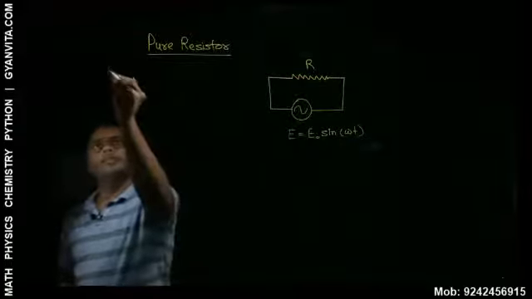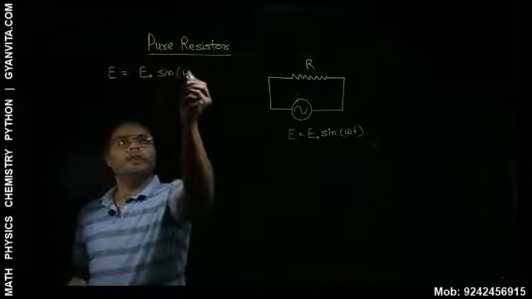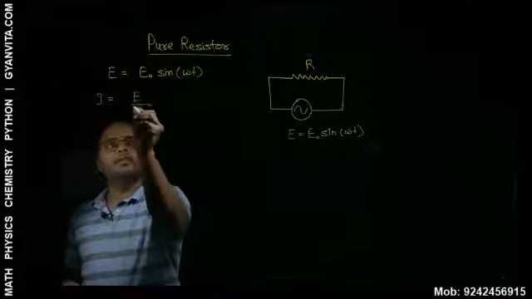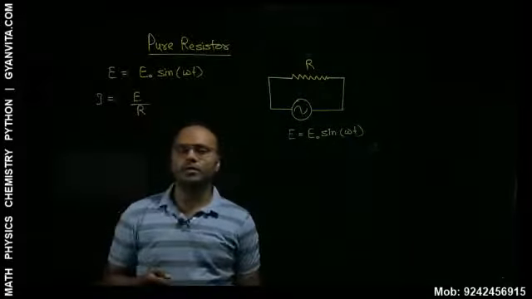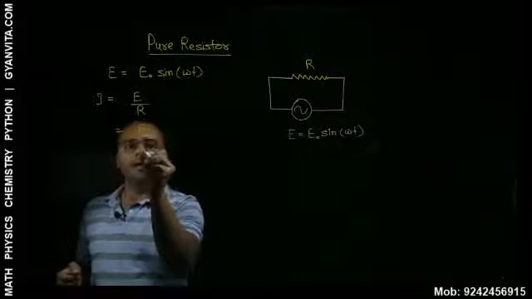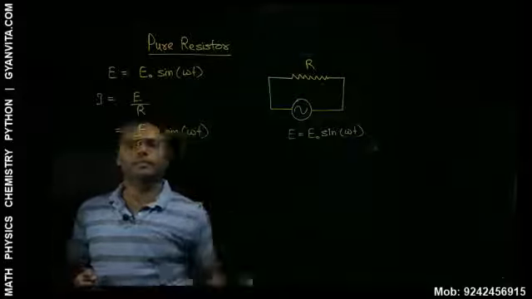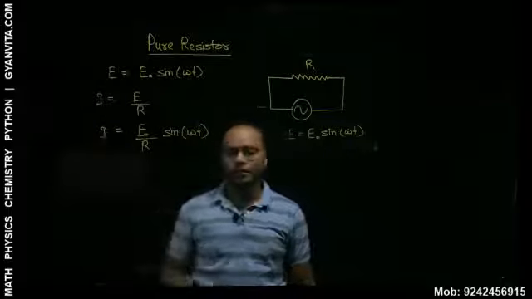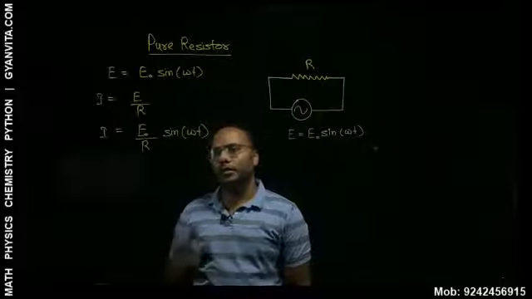Now we have this EMF equals E naught sine omega t. And what is I? I equals E divided by R, that is EMF divided by the resistance of the circuit. So this will be nothing but E naught divided by R into sine omega t. So that is I. Right? So this is the relation between I and E, that is, this is how current and EMF are related in a purely resistor circuit.